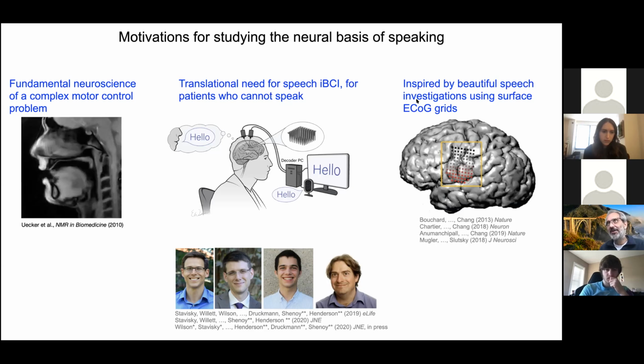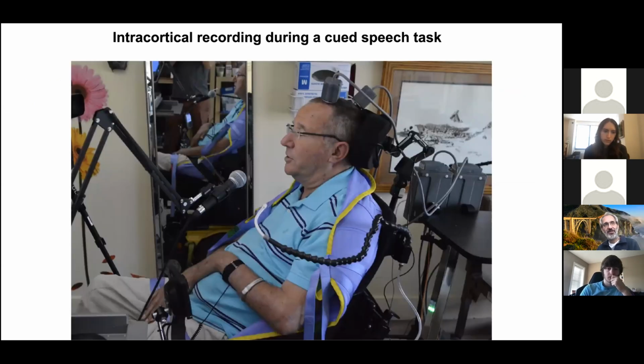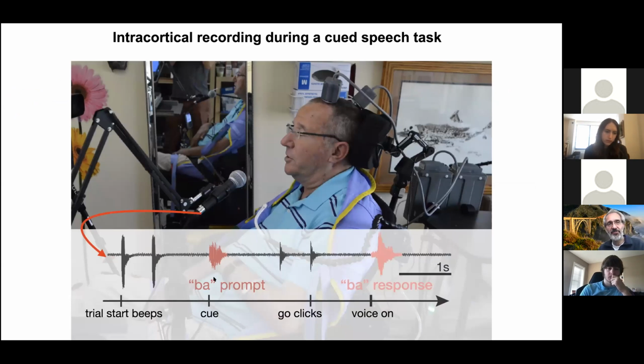And we're really inspired by the beautiful work that Eddie Chang and Mark Slutsky and many others have been doing with ECoG grids. But of course, ECoG grids are recording from many neurons at a time from the surface as opposed to single neurons. So our participant heard a couple of beeps, a phoneme or word was played, a couple of go clicks saying, go ahead and get ready. And then this is voice onset. He started saying ba, and we recorded ba. Okay, and that's our data. And then we can go look at the neural activity in relationship to this voice onset.